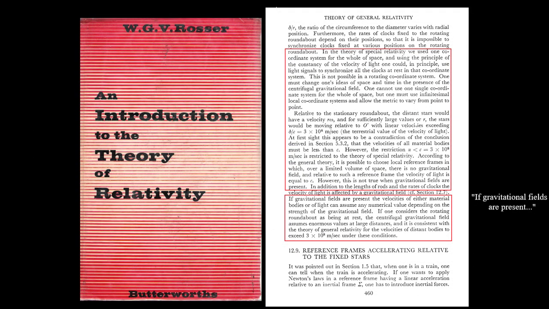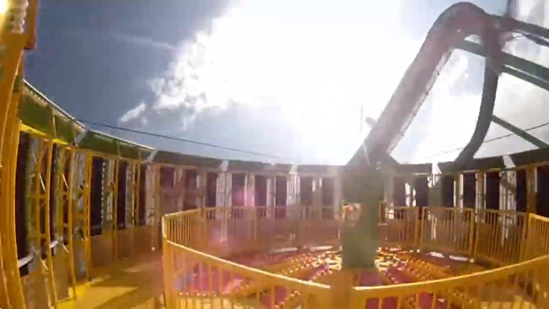Quote, "If gravitational fields are present, the velocities of either material bodies or of light can assume any numerical value depending on the strength of the gravitational field." Unquote. Taken from William Ross's An Introduction to the Theory of Relativity, 1964, page 460. Notice that in general relativity, because gravity depends on mass for its strength, this means that the more mass in a specified location, then the more gravity, and the more gravity, the more the speed of both objects and light will be affected. This fact leads to another facet of general relativity that will also be useful in building a geocentric universe. It is the dynamic equivalence between gravity and inertial forces.